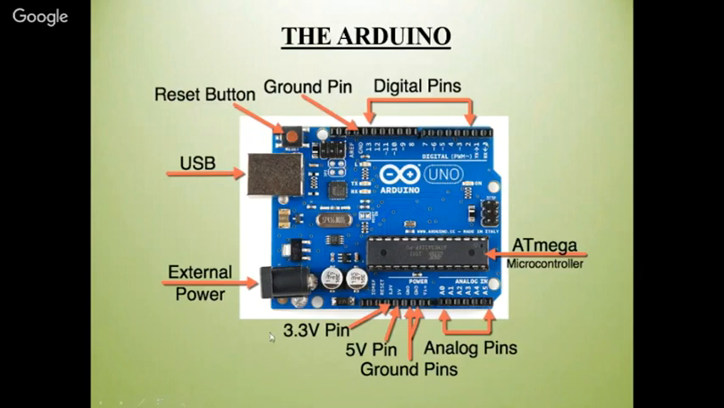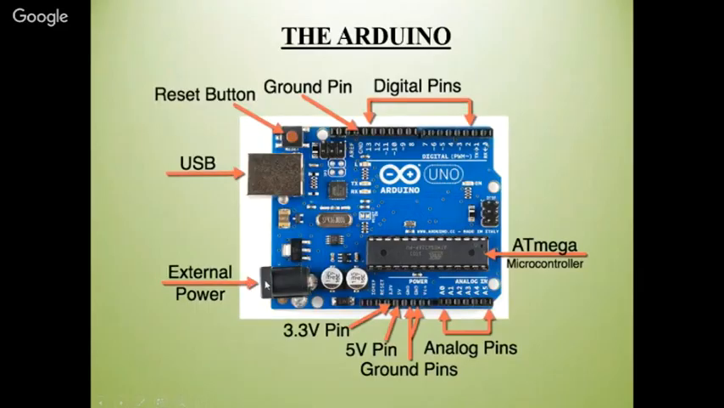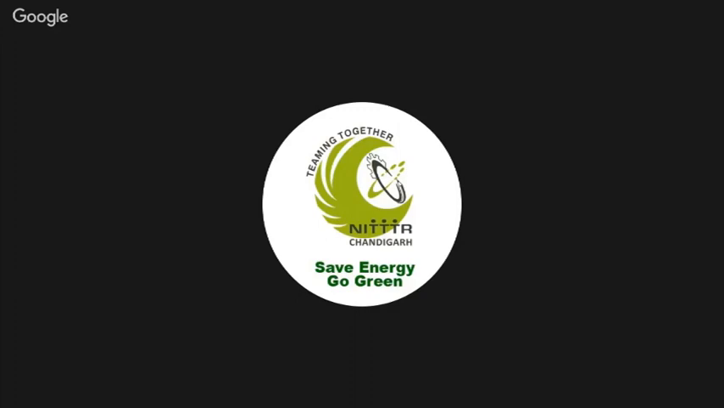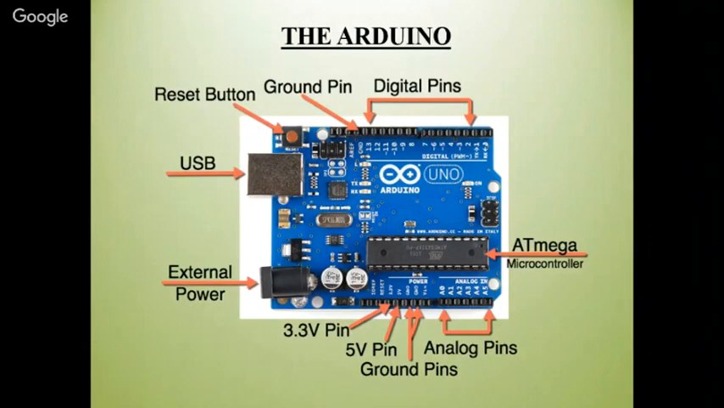And you can give the external power using a 9-volt battery, or using the external 2.1 mm jack connector with a 9-volt adapter. Then after the external power point, you can see the 3.3 volt pin. You can take the power from the Arduino.